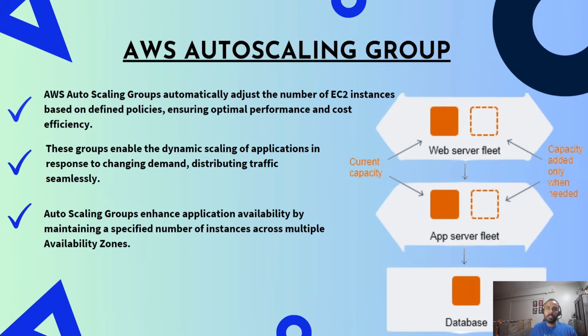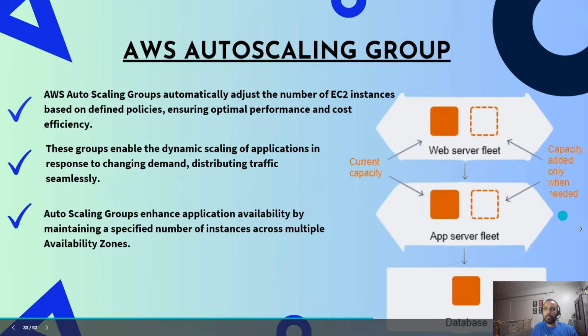Okay, so the first thing that we are going to see today is AWS Auto Scaling Group. What is exactly an Auto Scaling Group? Auto Scaling Groups automatically adjust the number of EC2 instances based on the defined policies, ensuring optimal performance and cost efficiency. What I mean by this? If you see on the right hand side, there is a diagram over here. This is a 3-tier application architecture or implementation.